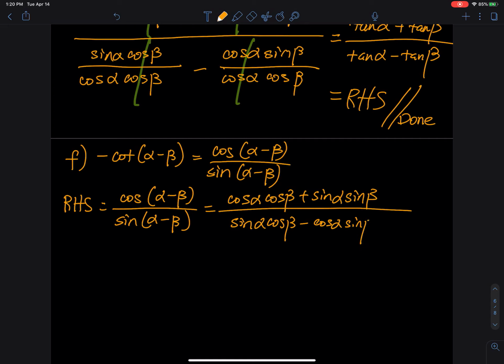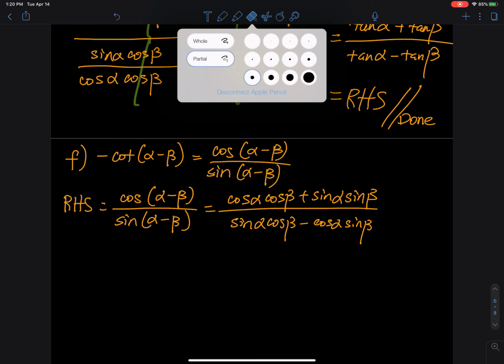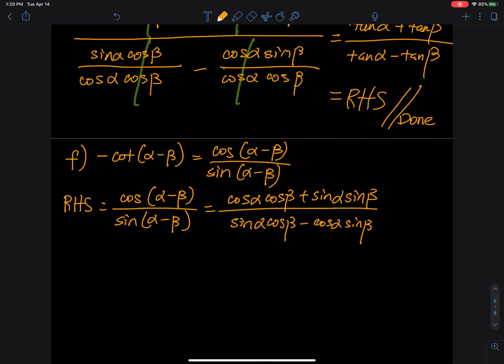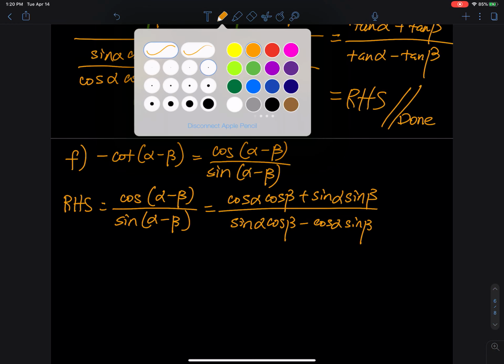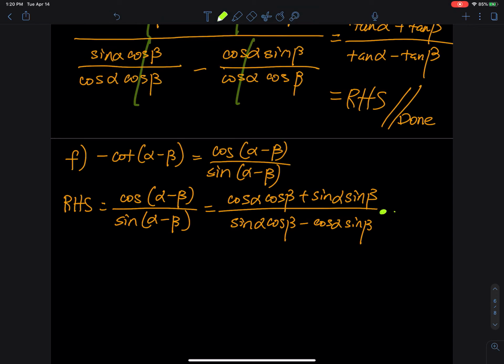Okay, so you have cosine alpha cosine beta plus sine alpha sine beta, divided by sine alpha cosine beta minus cosine alpha sine beta. So let's erase this fraction bar because I'm going to put something in there. What we are going to put in there is we are going to multiply 1 divided by sine alpha sine beta, and then 1 divided by sine alpha sine beta. So the green fraction is equal to 1, right?